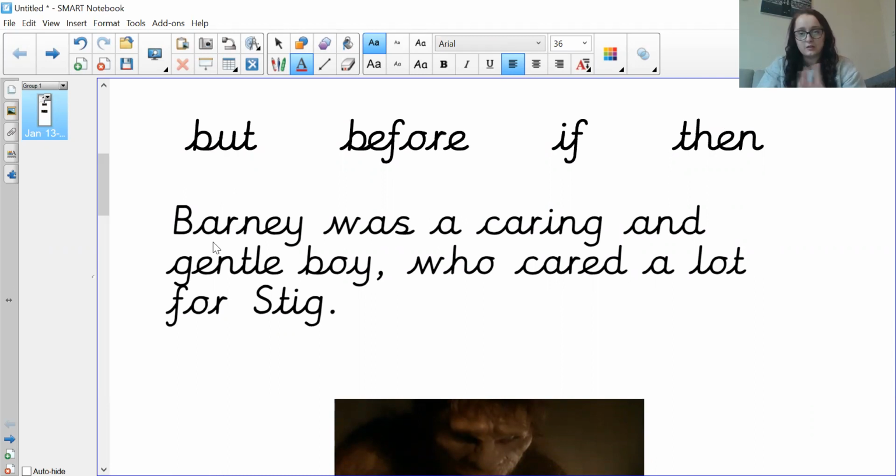Now, remember in class the other week, just before Christmas, we were looking at main clauses and subordinate clauses. A main clause is a sentence that makes sense on its own, but a subordinate clause is that little bit of information that adds more detail, but it doesn't make sense on its own. So have a look at this sentence. Barney was a caring and gentle boy who cared a lot for Stig. Which part do you think is the main clause, the one that makes sense on its own? Have a look.